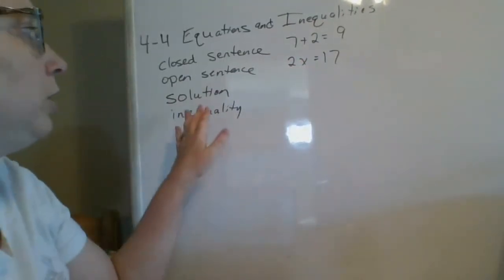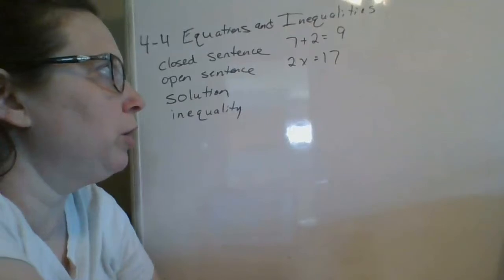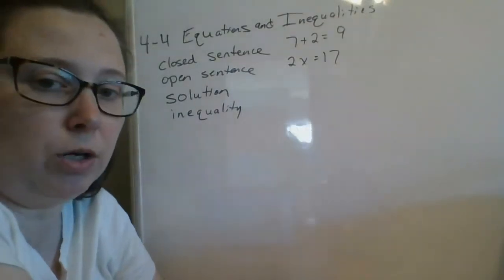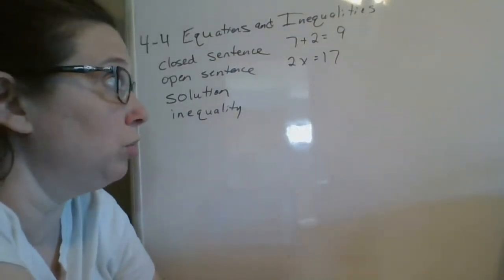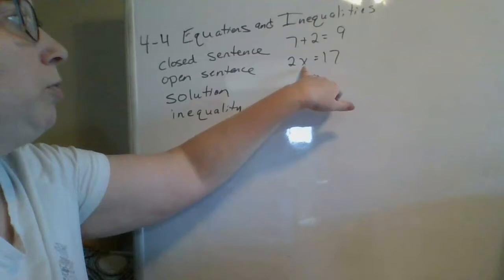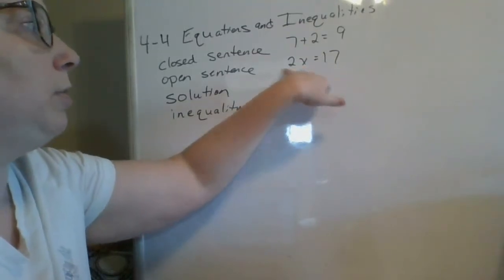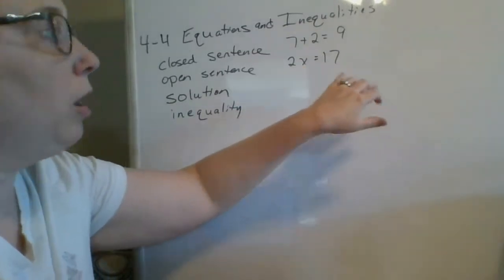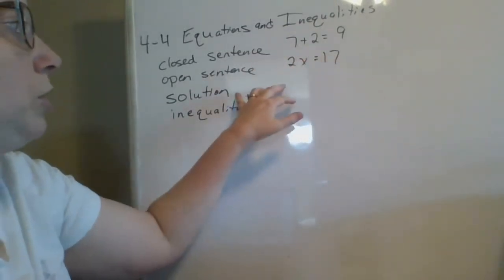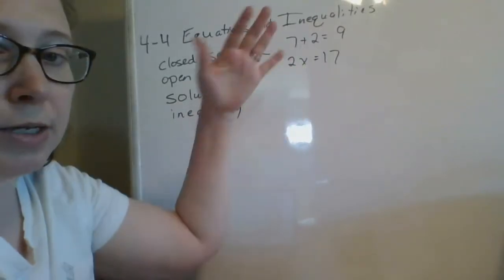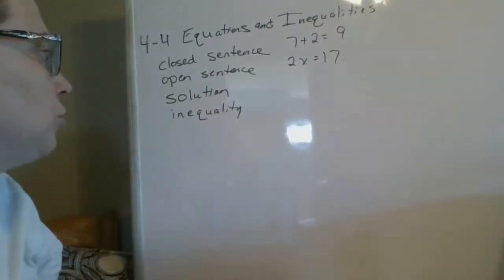A solution is what you would put in for your variable that would make your equation true. So we have to figure out what can we put in for x that would make this true. That would be your solution. Whatever you're going to substitute in for x that would make your equation true.